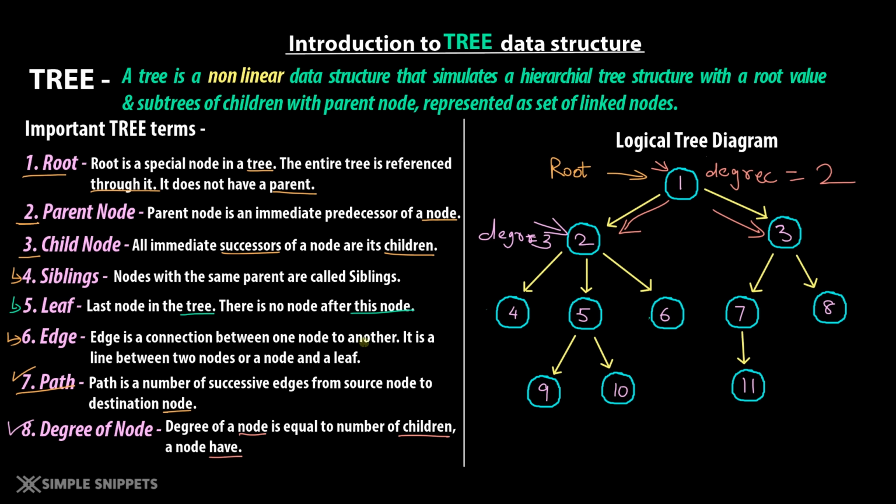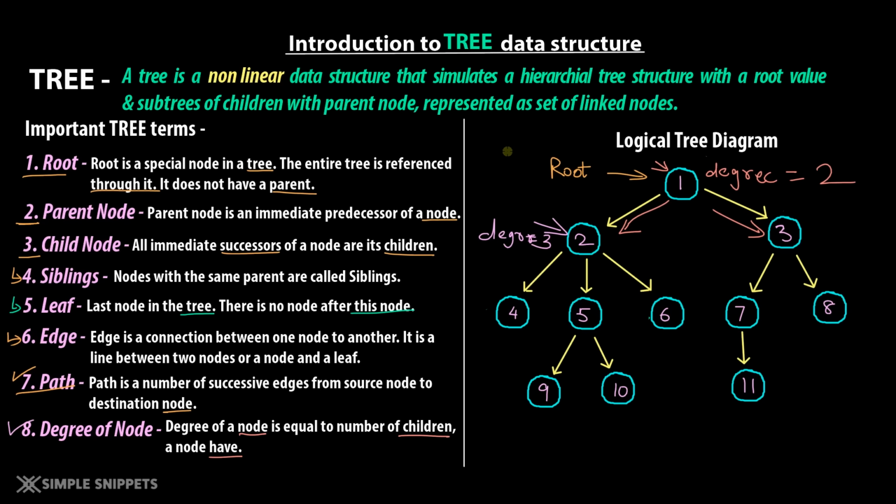Also, the degree of the tree is another term, which is the maximum number of children one particular node has. In this logical tree diagram, the maximum number of children any node has is 3, which is node 2. So the degree of the tree you can say is also 3. Okay, so these were some important tree terms. I hope they were easy to understand.